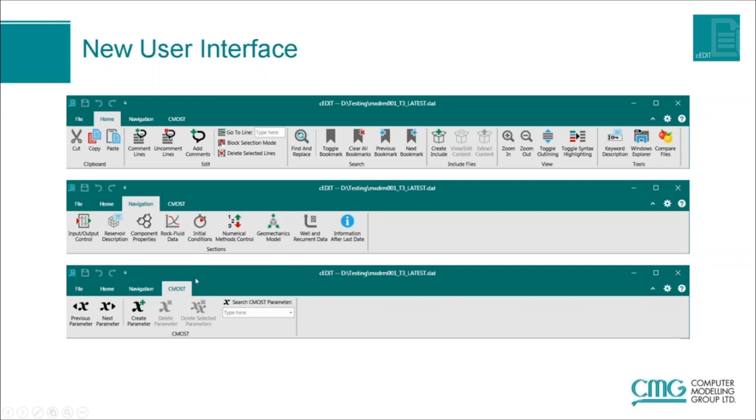And then the fourth tab we have here is called CMOST. And cEdit is still the best tool we have available for directly editing in text our CMOST master file. So of course, from the CMOST tab, we can create CMOST parameters, we can navigate between our parameters, and we can also from this drop down either search for some or see all of the available ones that we have for searching.